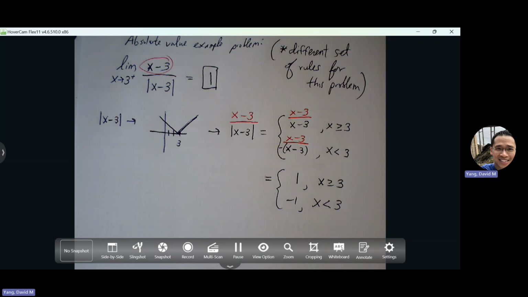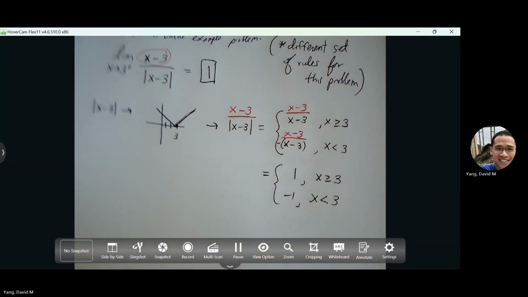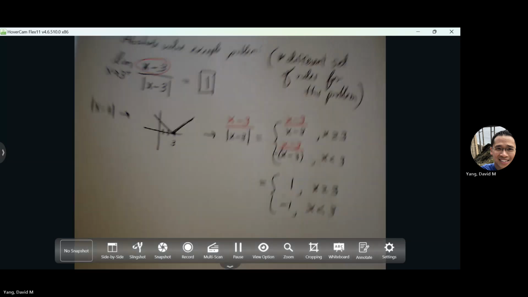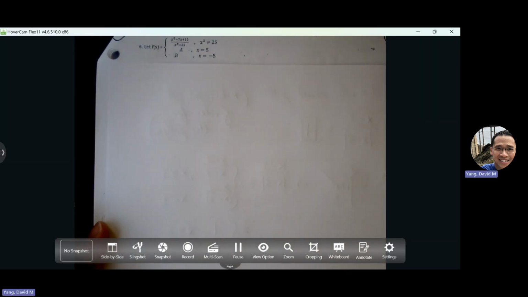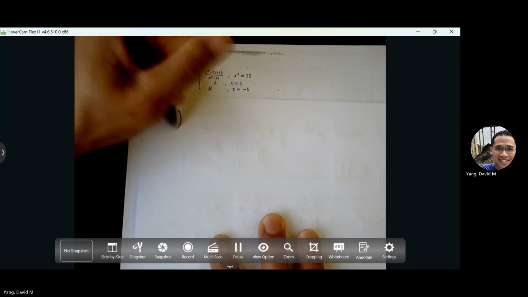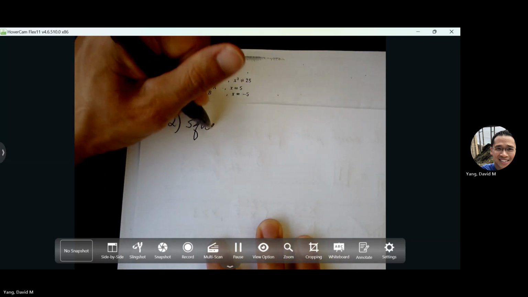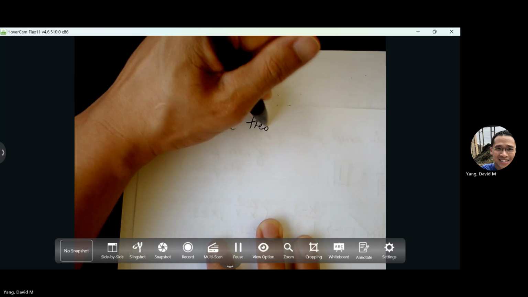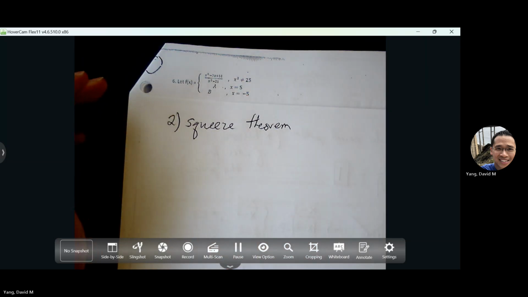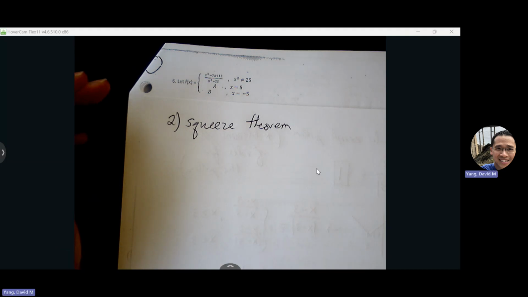Yeah, what else do you want me to work with you? We already reviewed the IVT or squeeze there. No, we can go over some of that. Okay, here's a squeeze theorem problem. Morning.